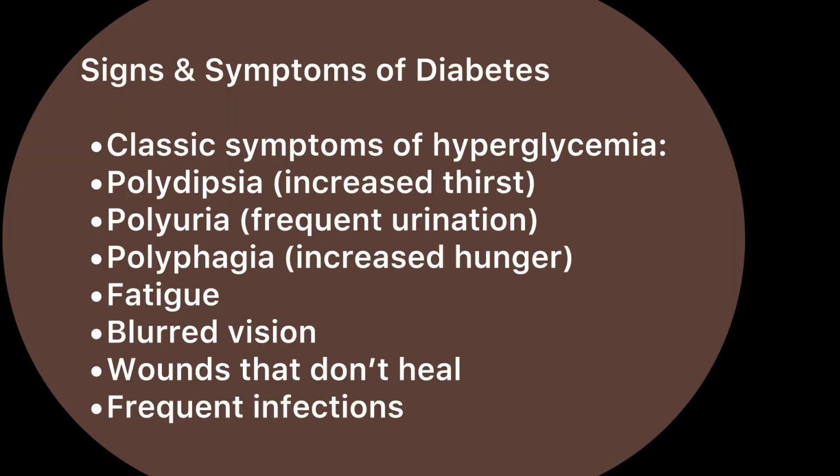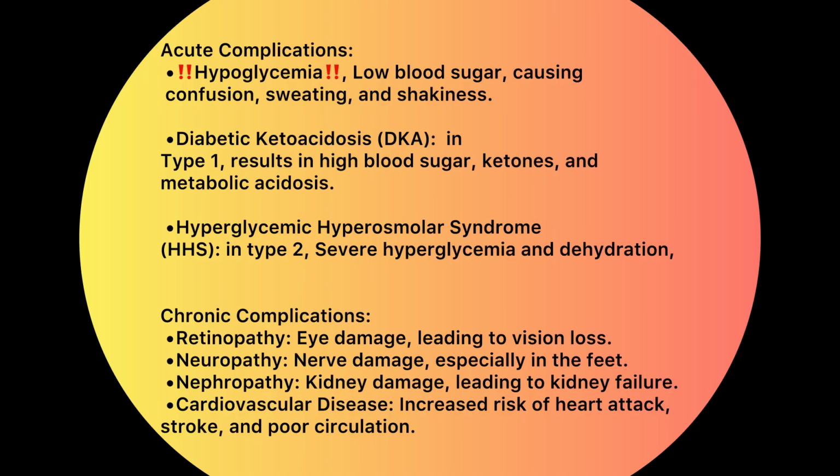Signs and symptoms of diabetes are the classical symptoms of hyperglycemia: polydipsia, increased thirst, polyuria, frequent urination, polyphagia, increased hunger, fatigue, blurred vision, wounds that don't heal, and frequent infections. Another thing to remember for NCLEX is that hypoglycemia is an acute complication of DM, and in case of type 1 DM, diabetic ketoacidosis, and in case of type 2 DM, HHS. The chronic complications are retinopathy, neuropathy, nephropathy, and cardiovascular disease.